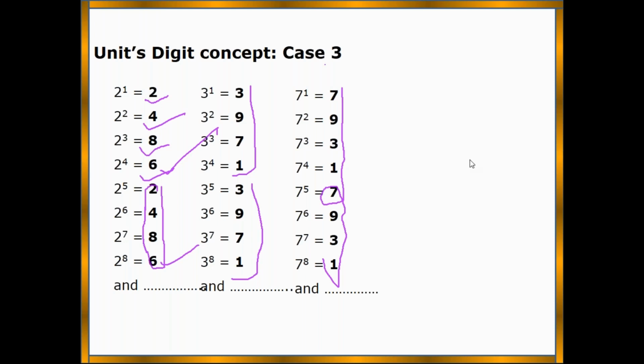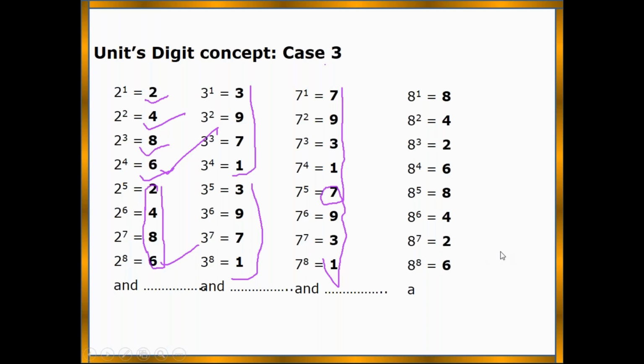Similarly, for 8 also. 8 power 1, 8. 8 power 2, 64, so 4. 8 power 3: 8 power 2 into 8, 4 into 8, 32, nothing but 2. 8 power 4: 2 into 8, 6. Again 8 power 5: 6 into 8, 48, so 8. 8 into 8, 4. 4 into 8, 2. 2 into 8, 6. So the values are repeated for every 4 iterations.